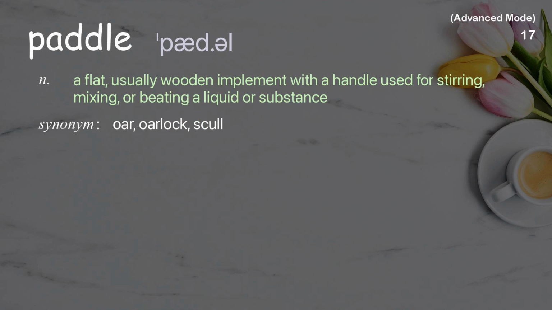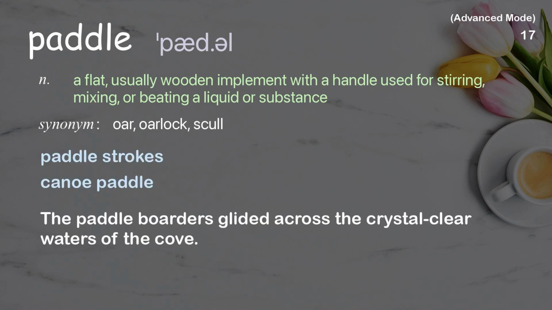Paddle. A flat, usually wooden implement with a handle used for stirring, mixing, or beating a liquid or substance. Examples: Paddle strokes. Canoe paddle. The paddle boarders glided across the crystal clear waters of the cove.